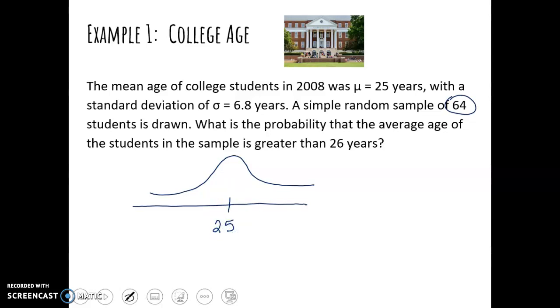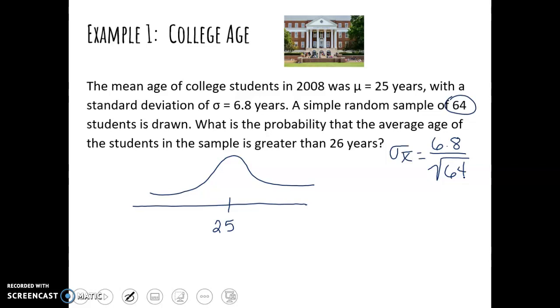And the standard deviation of the sample means is the standard deviation of the population divided by the square root of the sample size, 64. Now you can go and calculate what that is if you want to. I just usually leave it as 6.8 over square root of 64.